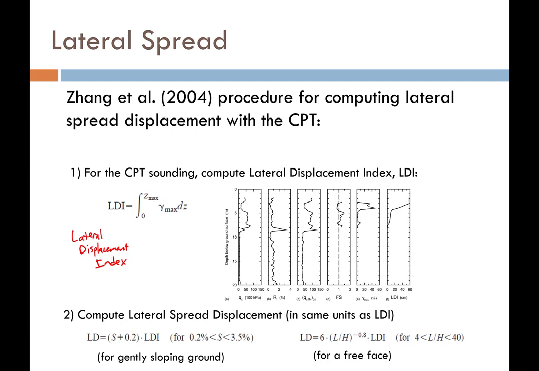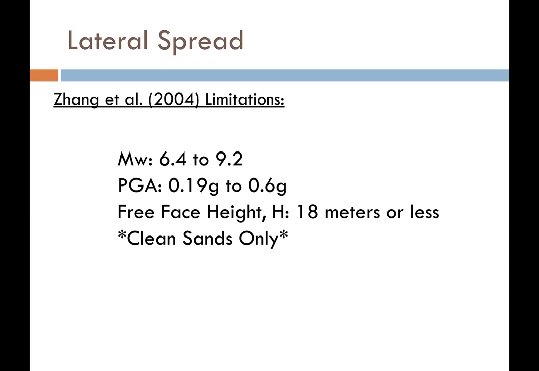Okay. So here are the limitations that Zhang and others recommend for using their model. And again, these magnitudes are simply from all the earthquakes from the case histories in their event and the corresponding PGAs that are in there. So you can see with these pretty small ranges, it's very easy to extrapolate with this model.